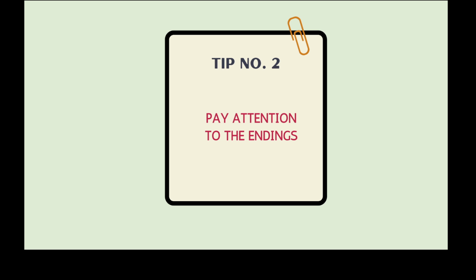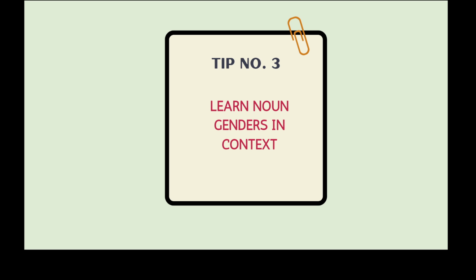Tip number 2. Pay attention to endings. As we discussed in the previous section, many German nouns have gender-specific endings that can help you determine the gender. So remember these endings and make use of them. Tip number 3. Learn noun genders in context. It can be helpful to learn nouns and their corresponding articles in context rather than just memorizing them in isolation. Reading German texts or listening to German audio can help you learn the gender of nouns in a more natural way.